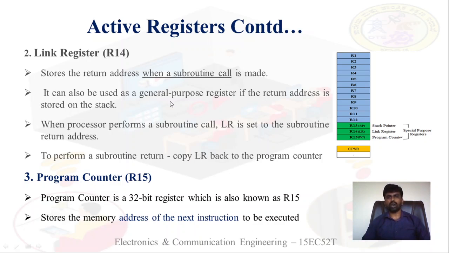So R0 to R15 are the user registers. Out of 16 registers, up to R12 they are data registers. These three are the special purpose registers. Along with that there is a CPSR, that is current program status register.